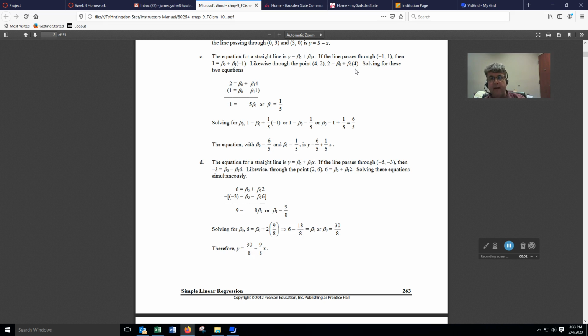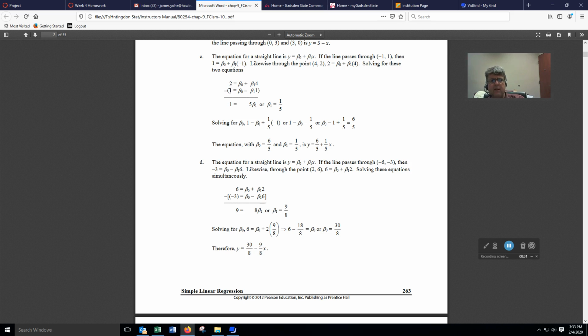Okay, you'll remember this from algebra, I hope. So the first equation I've got, I stuck this one up at the top. 2 is equal to beta naught plus beta 1 times 4. This is the equation when the line passes through x equals 4, y equals 2. Then I'm going to subtract this first equation. It doesn't matter which order you pick them in. Okay. So here I've got to subtract this equation, so I'm going to multiply everything times negative 1.